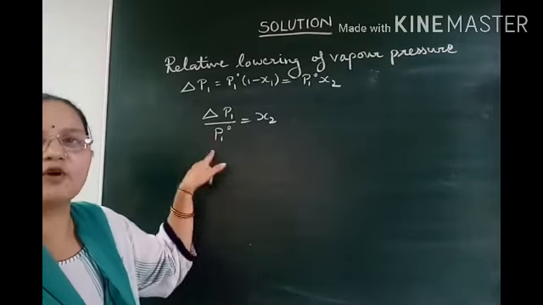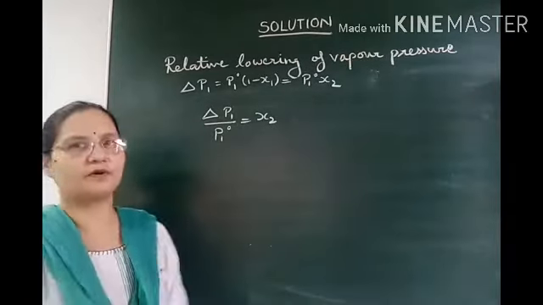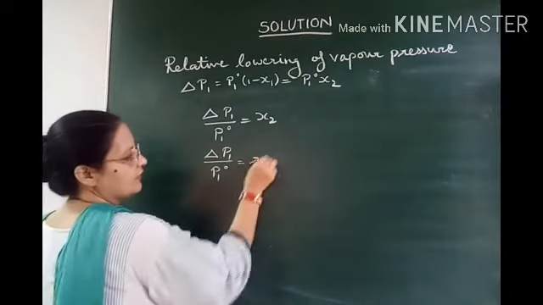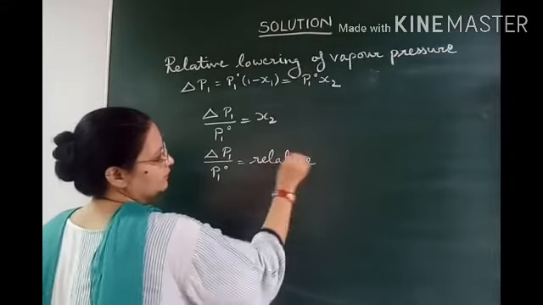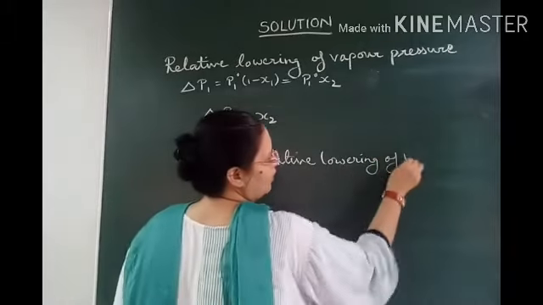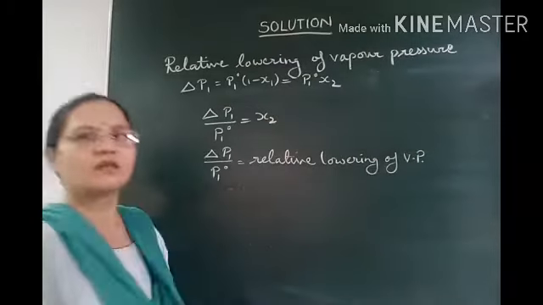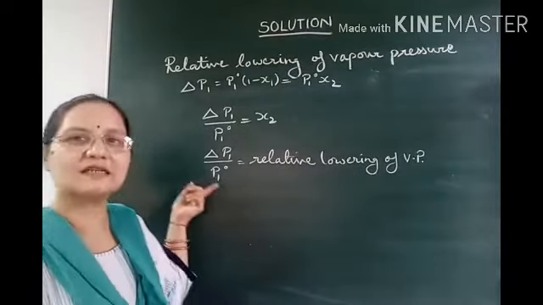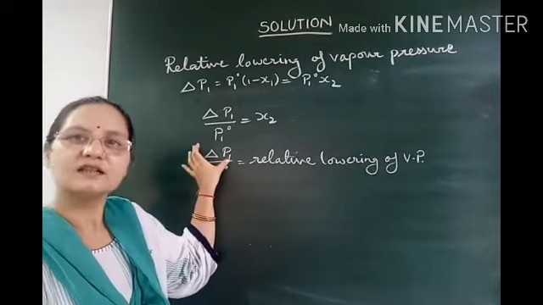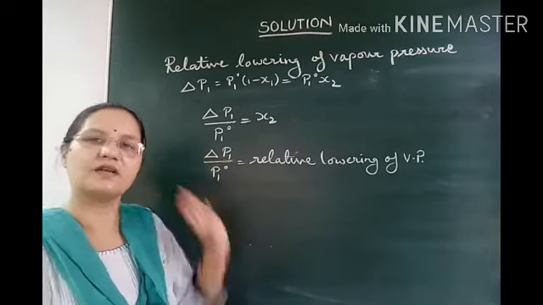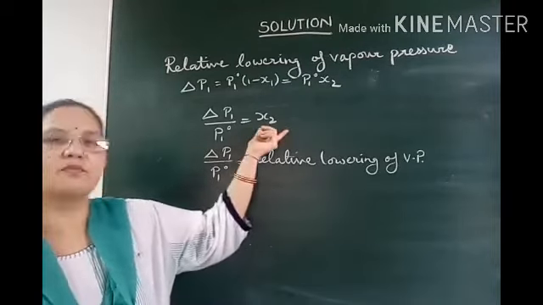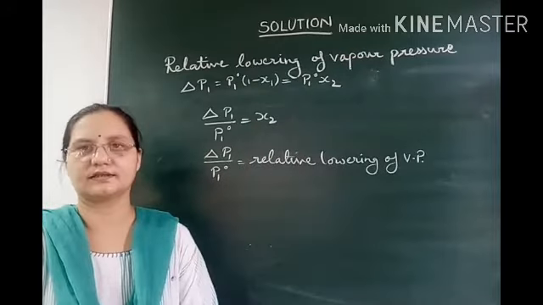The delta P1 upon P1 naught is the relative lowering of vapor pressure. Why is it relative? Because it is related to the pure solvent, and this is the difference in the vapor pressure before and after forming the solution. So this is the relative lowering of vapor pressure, which is equal to the mole fraction of solute particles.